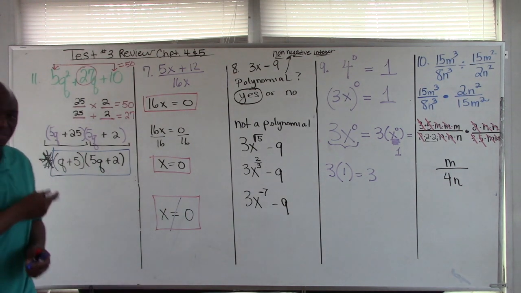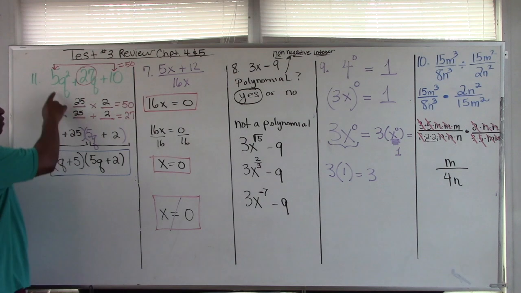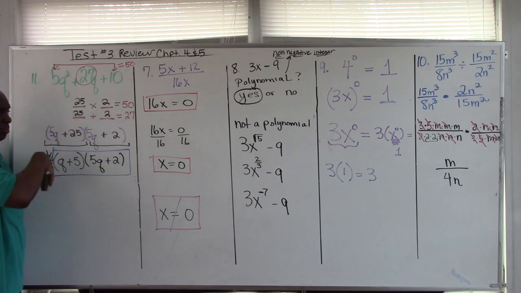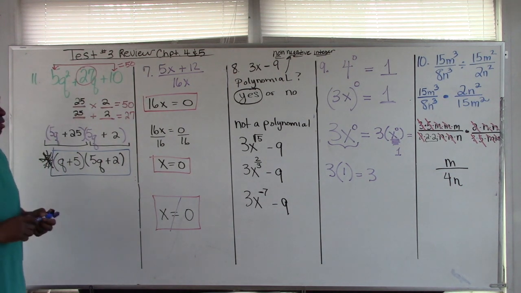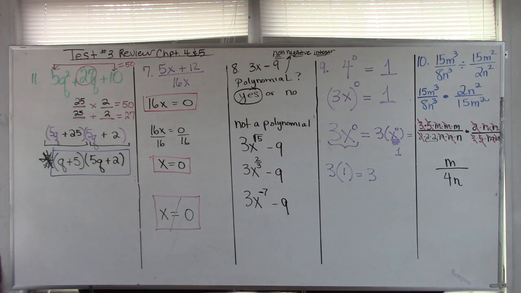I think this is the most efficient way to factor whenever you have a lead coefficient in a trinomial that's greater than 1. That's 5. It's greater than 1. Do it this way, you'll be okay. All right, that's number 11. Number 12. Where's my eraser? Oh, here it is.